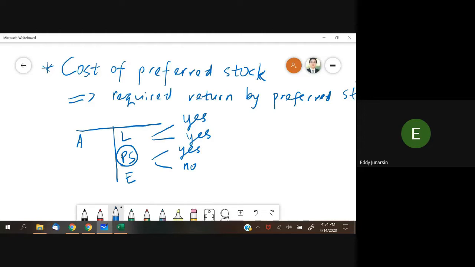What about the common equity? Are we required to pay common dividends? Even the answer is no, right? So we are not even obliged or required to pay common dividend. Okay, so you see the difference here. That's why this is called the mezzanine, or something in the middle.